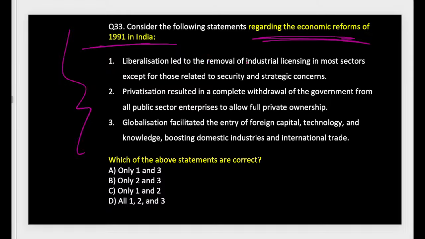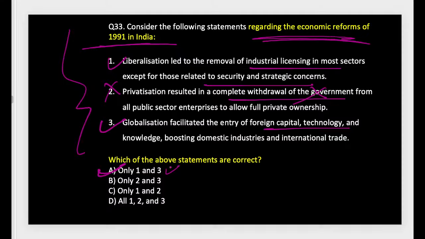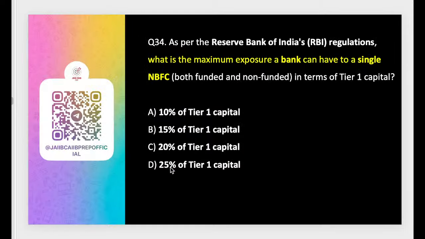Liberalization led to removal of industrial licensing in most sectors except those, this is true. Privatization resulted in complete withdrawal, no, wrong. First one is correct, second one is wrong. Globalization facilitated entry of foreign investment, this one is 100% true. 1 and 3, A will be the right answer for this particular question. Correct? Yes, very good. Next question guys, quickly.